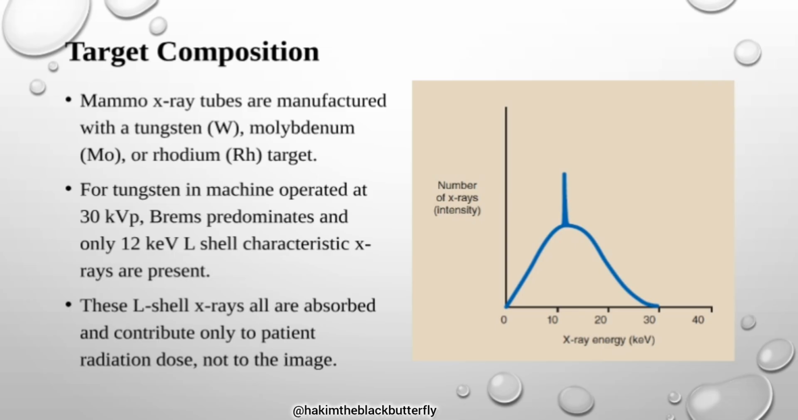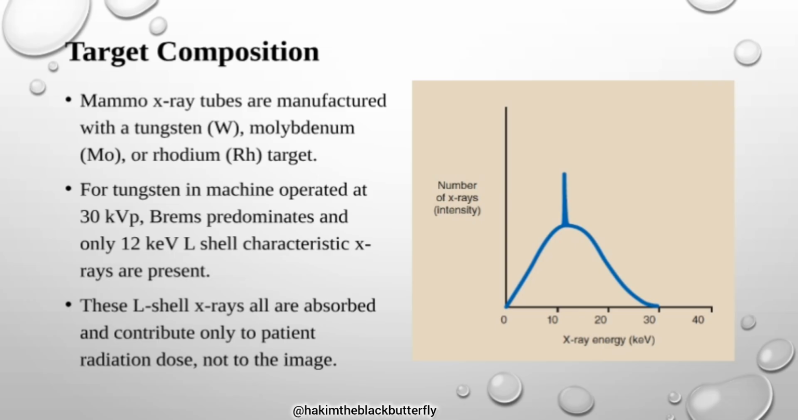But here, because we are using a low KV, that is 30 kiloelectron volts, we cannot produce K characteristic X-rays. We only produce L characteristic X-rays, and those L X-rays have very low energy. 12 kiloelectron volts is very low energy, it cannot even penetrate a breast. The energies which can penetrate breasts range between 17 kiloelectron volts to about 24 kiloelectron volts.